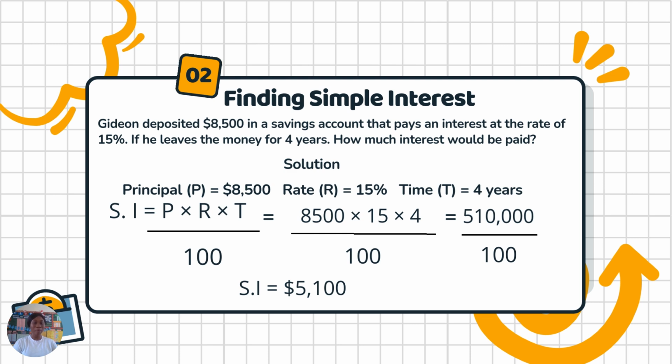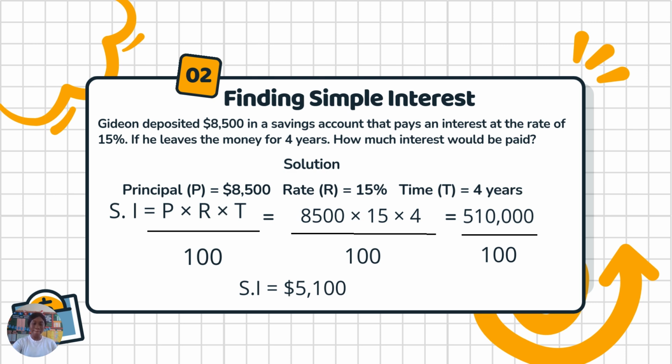So we go ahead with our formula. Simple interest equals principal times rate times time all over 100. So 8,500 times 15 times 4 divided by 100. You multiply all of that, it gives you 510,000 divided by 100. And that means at the end of 4 years, he's going to be walking out of the bank with extra $5,100. Okay, so you see that is what simple interest is all about.